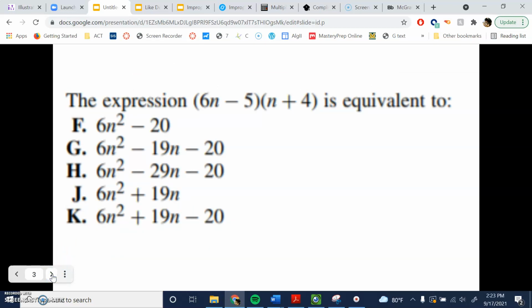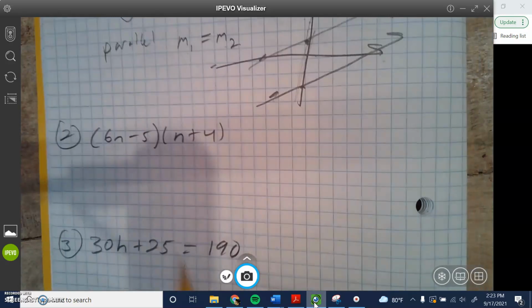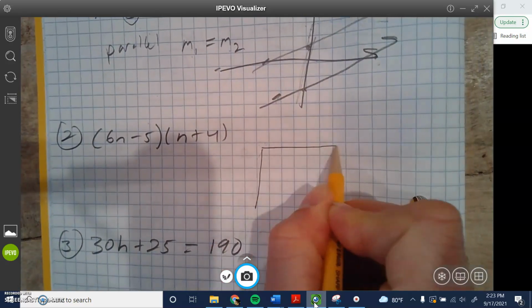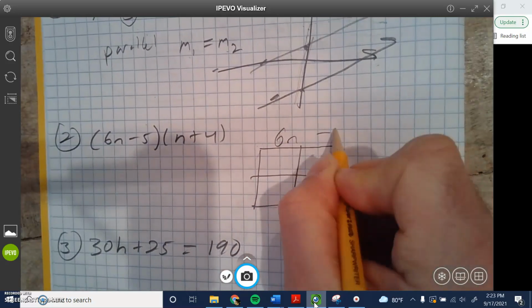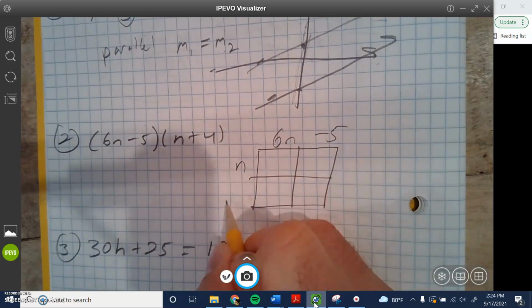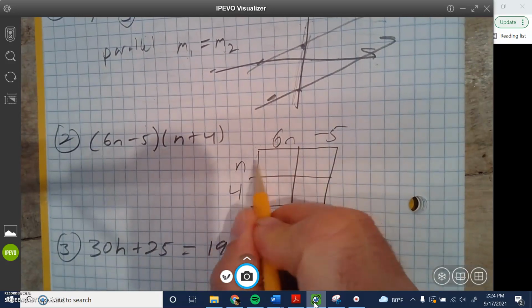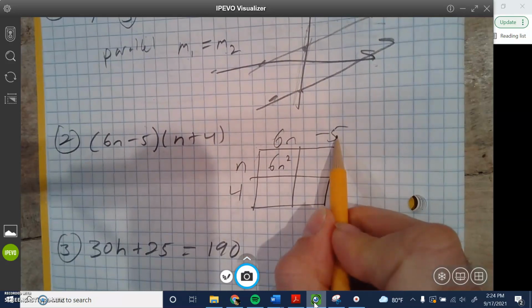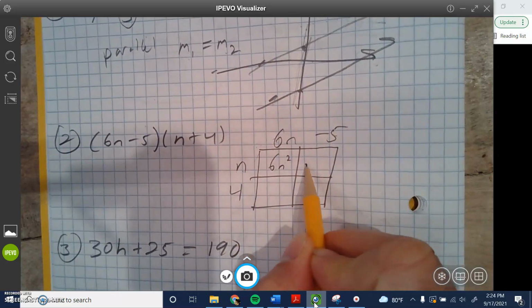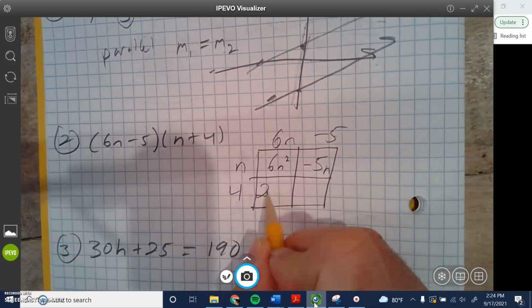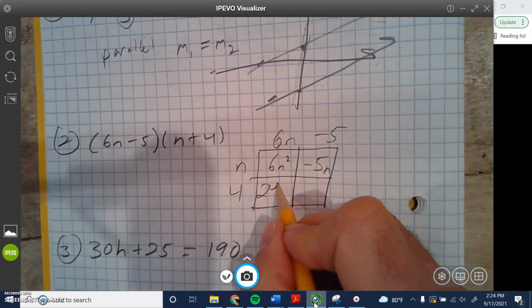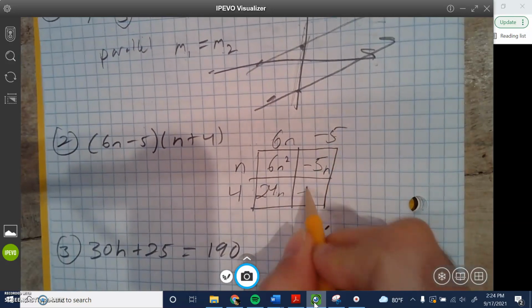What's this equivalent to? Pause the video. What do you got? All right, let's take a look. Okay. So, box method. 6n minus 5, n plus 4. 6n times n is 6n squared. Negative 5 times n is negative 5n. 6n times 4 is 24n. Negative 5 times 4 is negative 20.